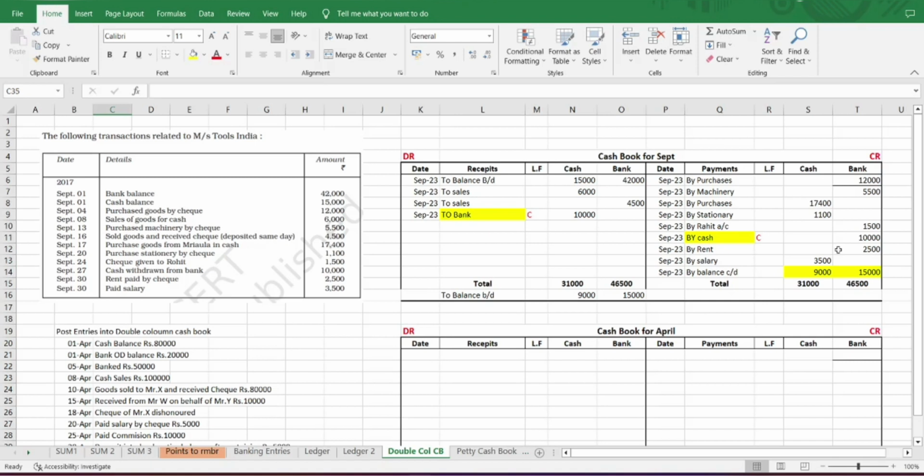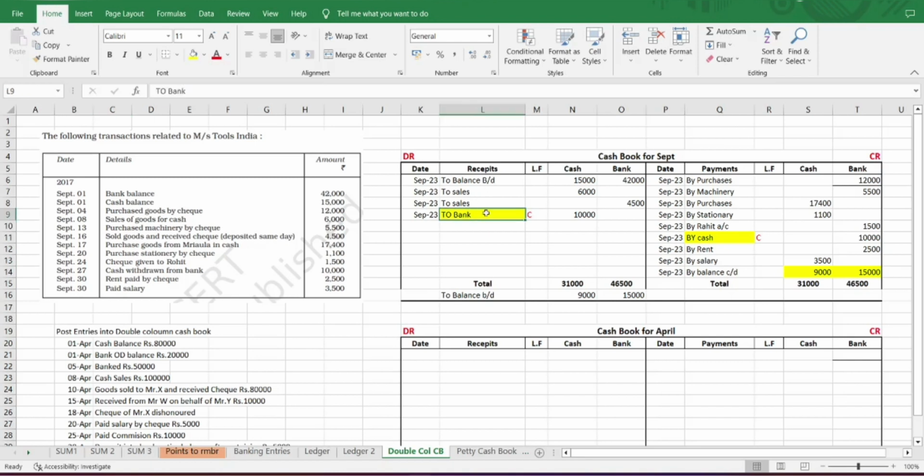Welcome to Revision Time. In this video, we will be studying double column cash book. In our previous video, we looked into the meaning of double column cash book, studied its format, and posted a few simple entries. Just for a quick revision, a double column cash book has two columns on each of the debit and credit sides, cash and bank, where we record transactions based upon receipts and payments. We also studied a very important point known as contra entry.